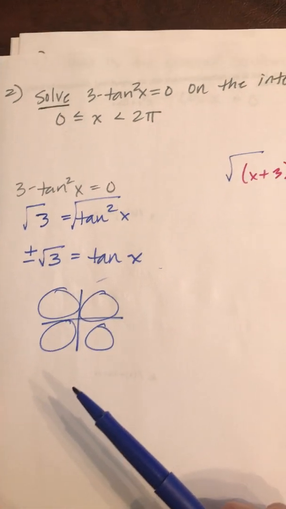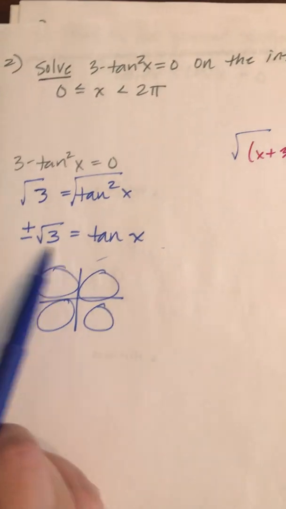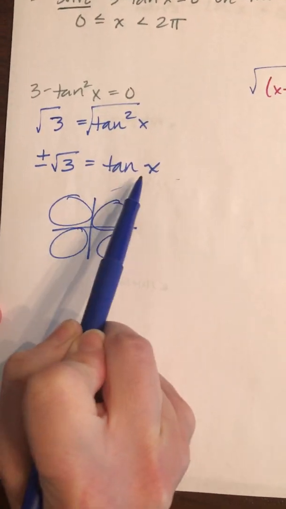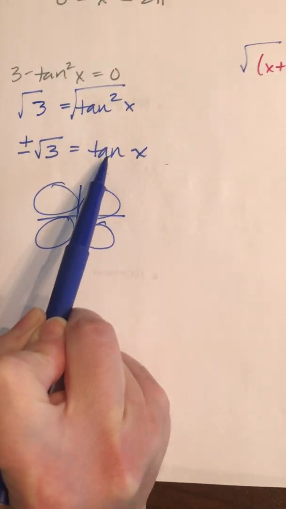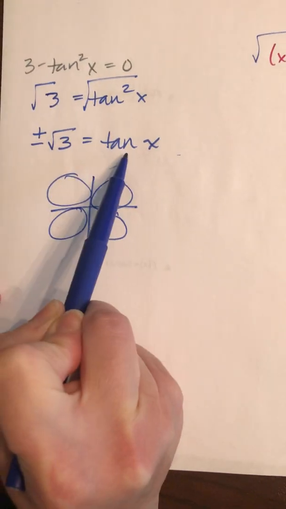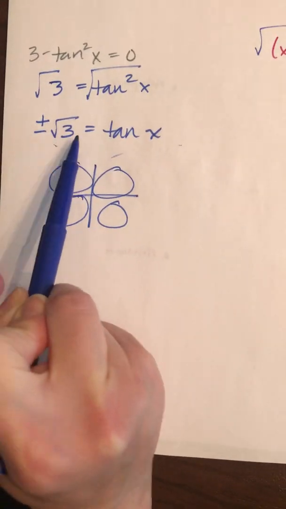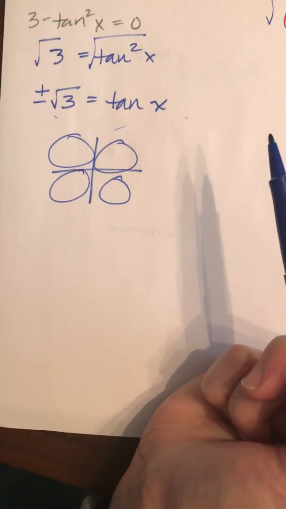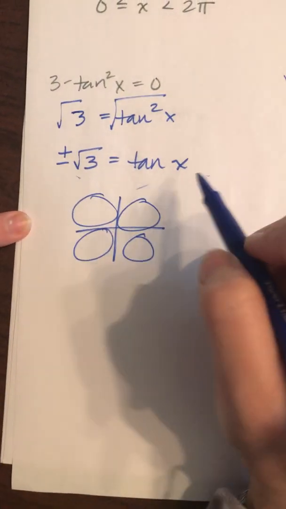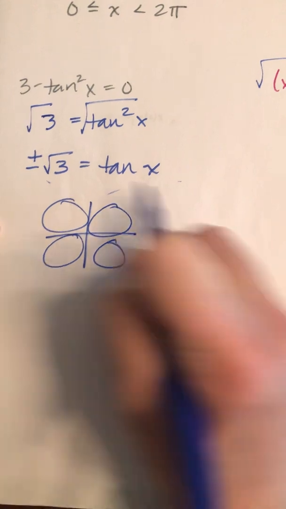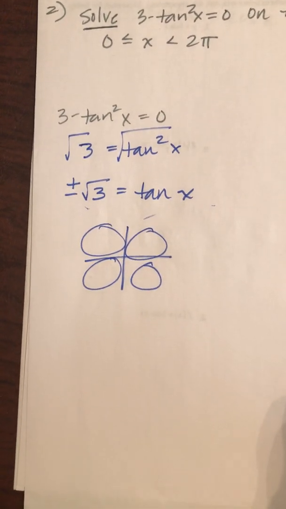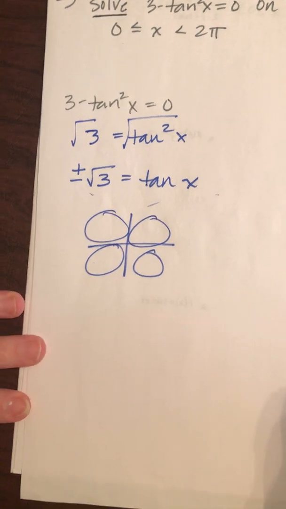I know before we left on this extended break, we talked about memorizing a few things, and this is one of the things that I suggested people memorize. What angle am I referring to when I talk about tangent of x equals root 3? Remember that you could be 45 degrees, 30 degrees, or 60 degrees. Tangent of 60 degrees always gives me an answer of root 3, whereas tangent of 30 degrees gives me an answer of root 3 over 3.